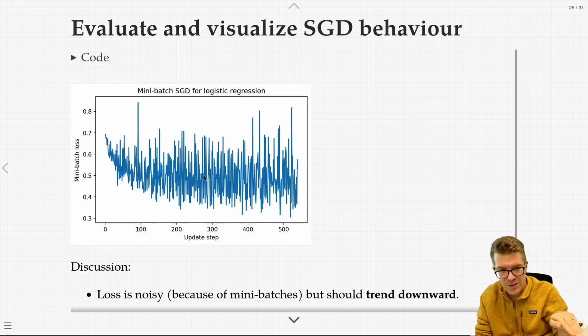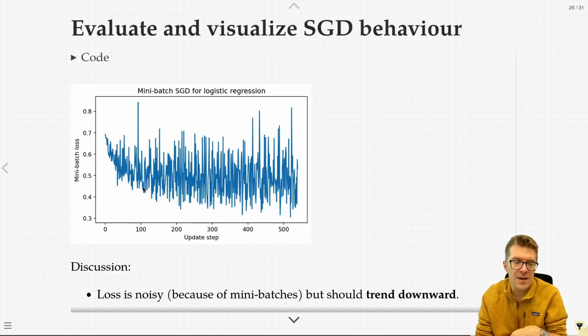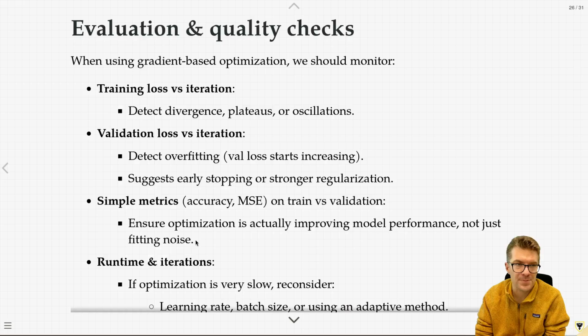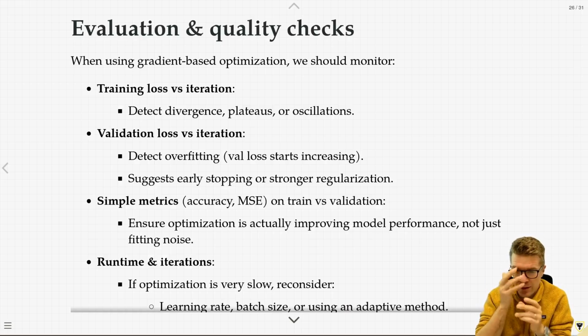Here the average, you see here, seems to be stable at around 0.5 as early as 100 iterations. How quickly you get there is something to also look into when you're doing your little experiments. When using this gradient-based approximation, when taking these derivatives, you should monitor training loss versus iteration. So look at divergence, plateaus, oscillations.